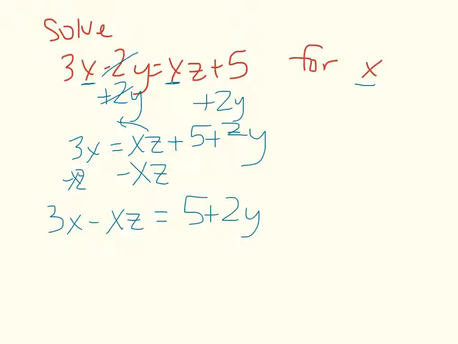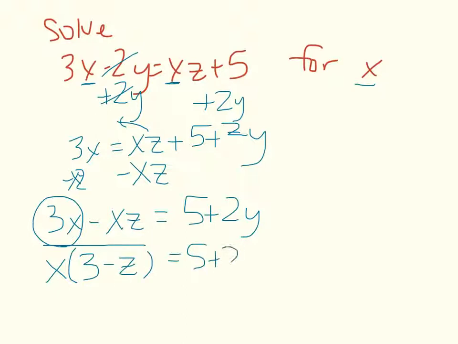So I haven't isolated my x yet, but my first thing I need to do is get all the x's together on one side. Now I'm going to kind of undo the distributive property. I'm going to take this x out of both of these terms. If I distributed an x, what would I have distributed an x to here? Just a 3. And then minus a z equals 5 plus 2y.